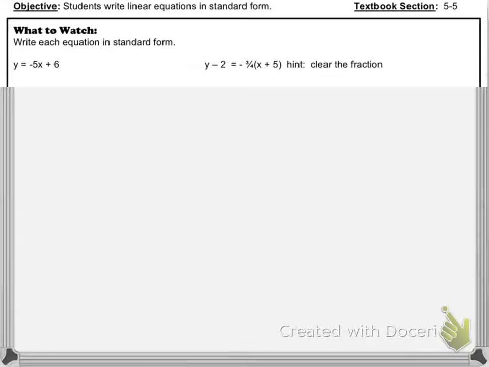The old standard form. So ax plus by equals c would be standard form, where all three of those are integers, whole numbers, positive or negative, but a has to be positive.